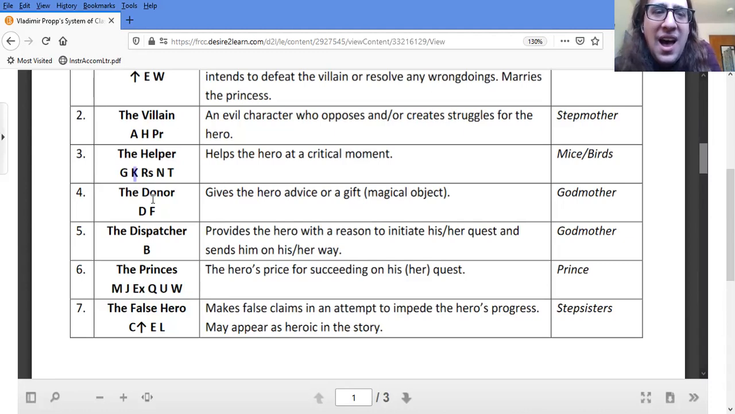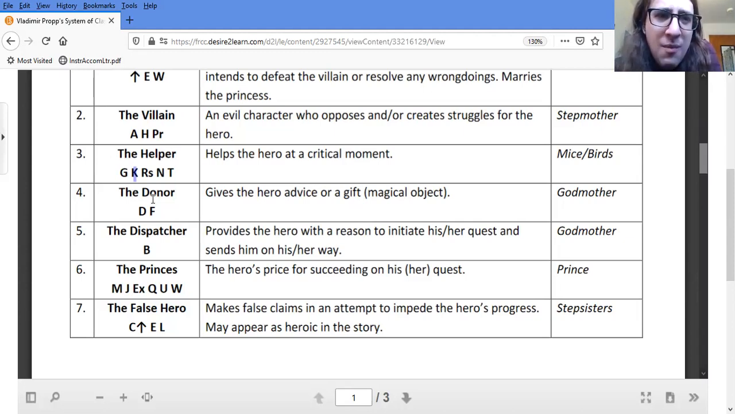So the donor, it's always D for donor. But we'll talk about that more specifically. The donor gives the hero some sort of gift that allows them to succeed in their quest. In the Raven Girl, we saw this with the robbers. And yes, they didn't willingly want to give the hero the gift, but they did. Then you have the giant who gives the hero a map. In Cinderella, this would be the fairy godmother giving Cinderella magical clothes.